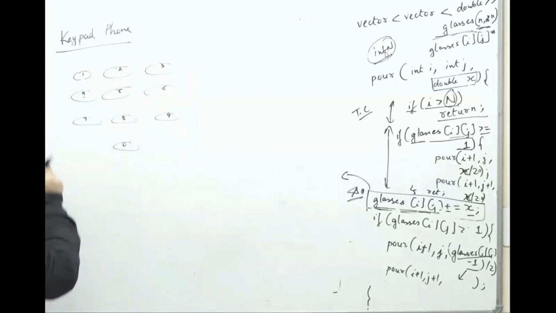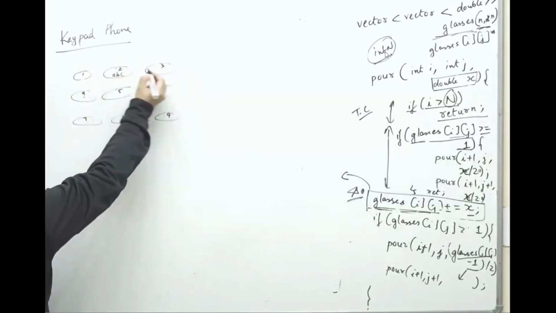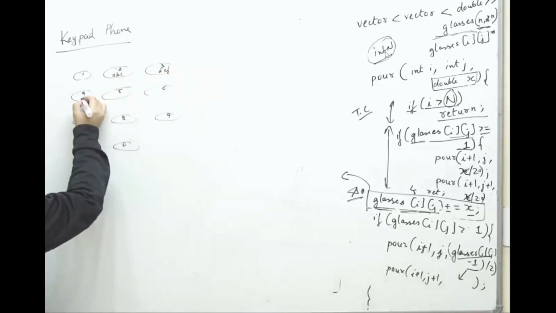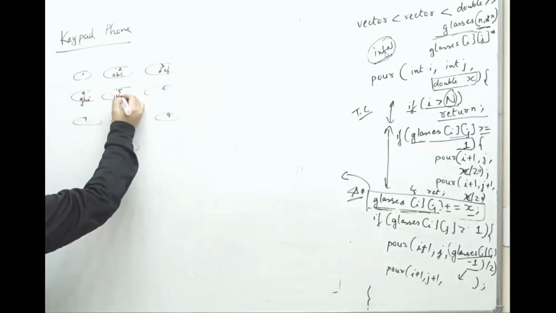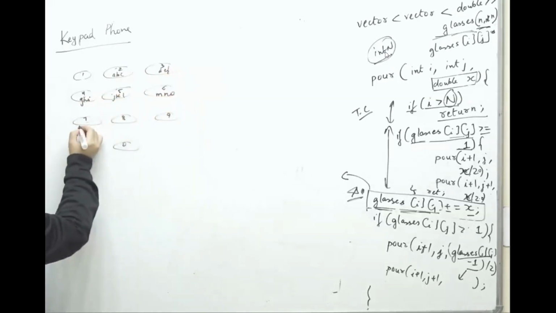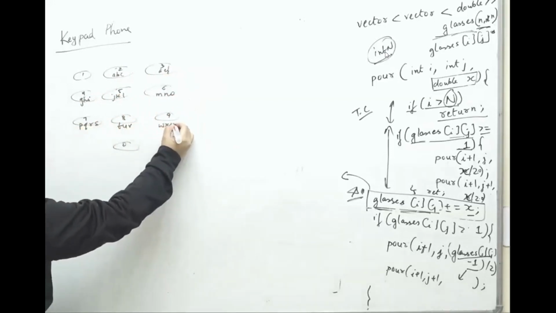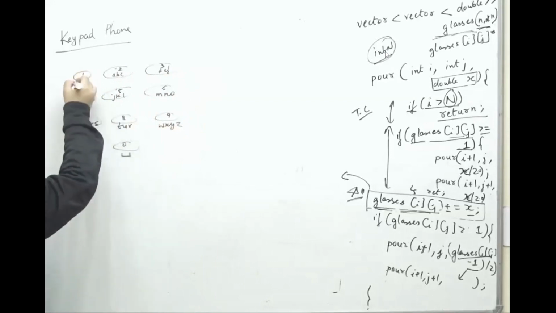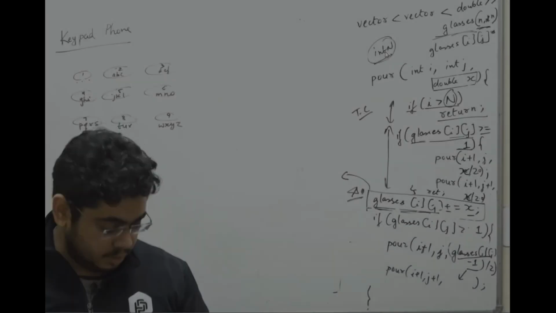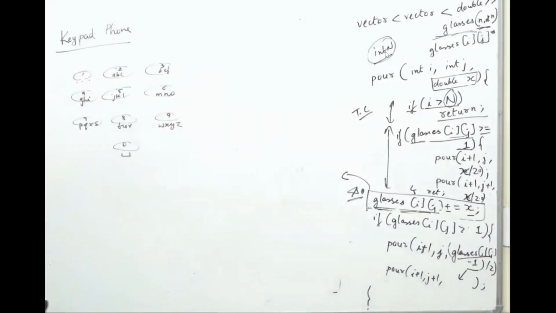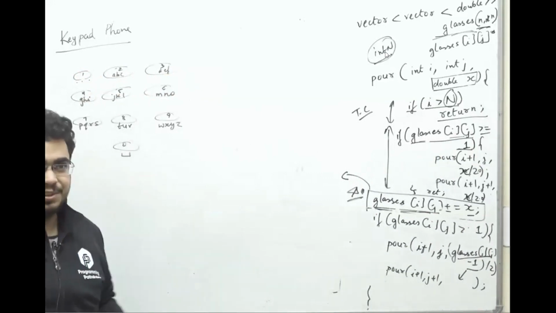And there used to be some letters below it, like A, B, C. Here it used to be D, E, F, G, H, I, J, K, L, M, N, O. Here it used to be P, Q, R, S, T, U, V, W, X, Y, Z, space. And here used to be some symbols. So the question is about, yeah, Nokia 1209.